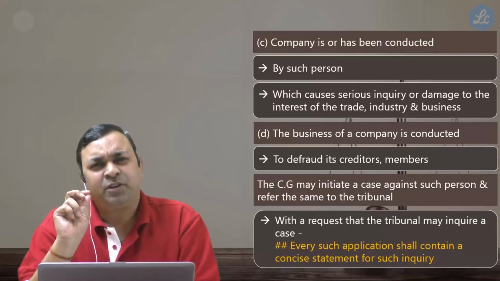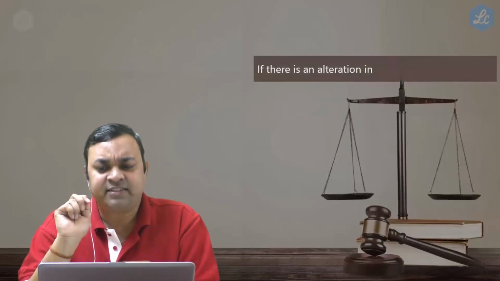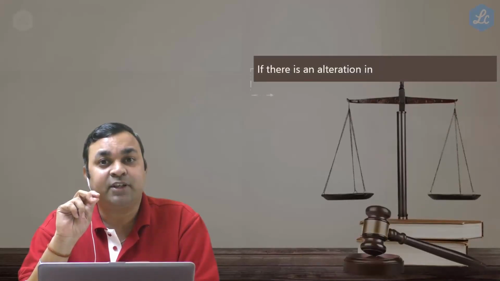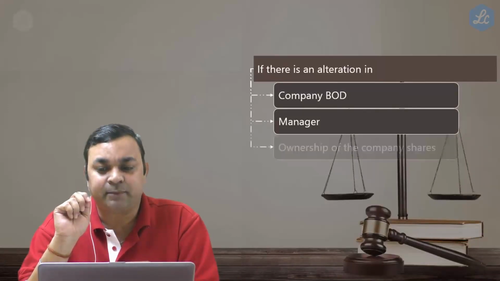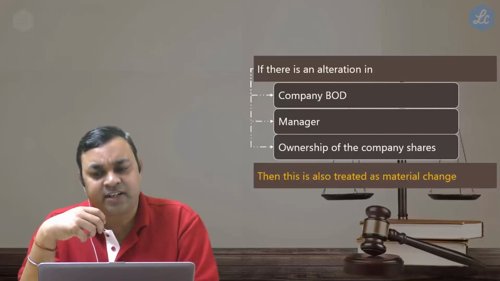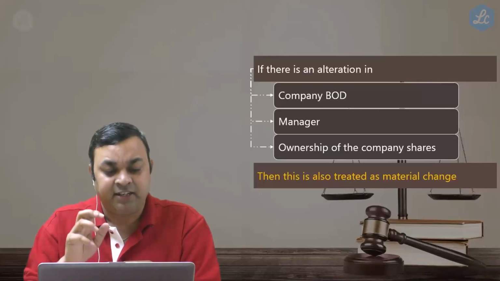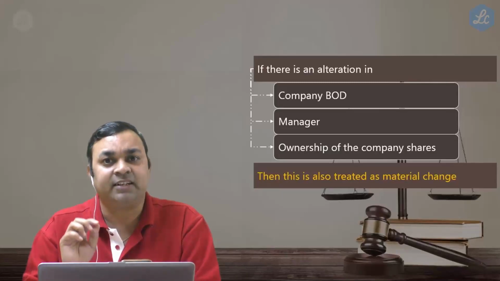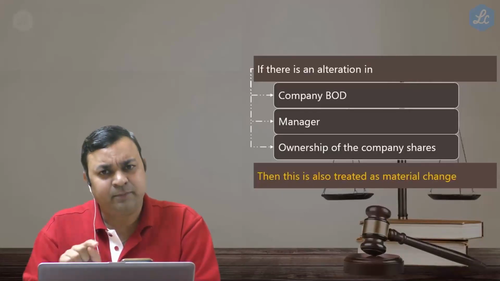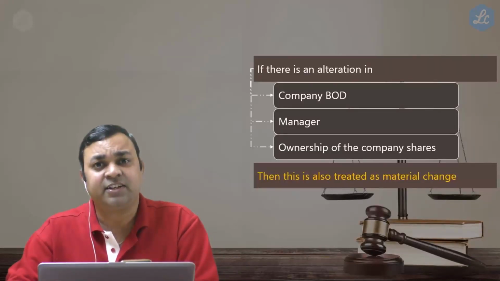In point B, we talked about the material change. Now, what is material change? In the next slide, you will learn that it is an alteration in the company's board of directors, or an alteration in the manager, or an alteration in the shares of the company, the ownership of the company. In all these cases, this is treated as a material change. And with this material change, you can apply to the NCLT to claim relief against such operations, right?